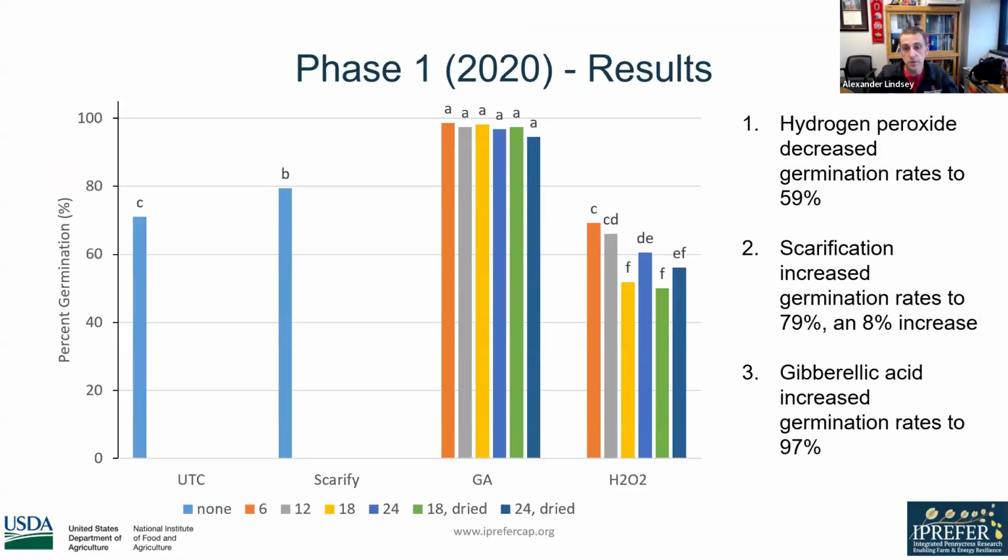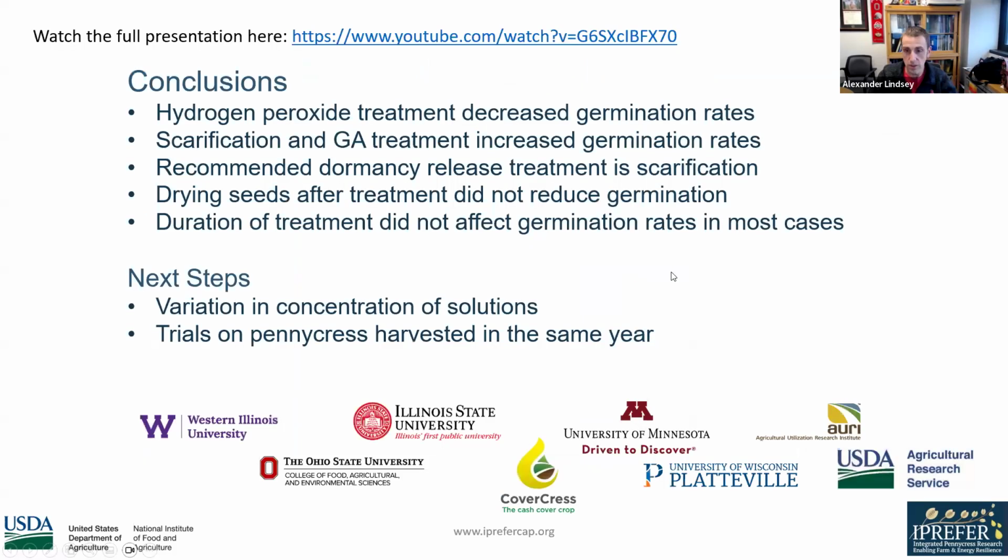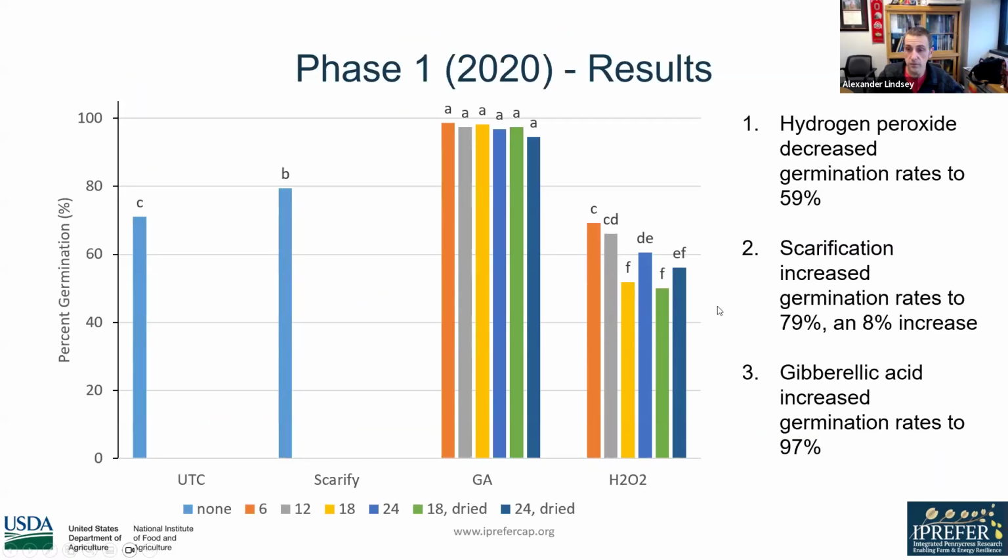Some of the initial results we saw with this black seeded line was that scarification increased germination from 71% to 79%, and that was a statistically significant increase. But treatment with hydrogen peroxide negatively affected germination. Any duration, 6, 12, 18, or 24 hours of soaking in those solutions, decreased germination, which is not beneficial from a productivity standpoint. Treatment with gibberellic acid, regardless of the timing of that soak, did improve germination.